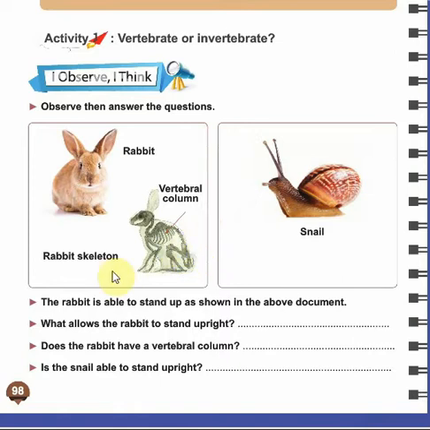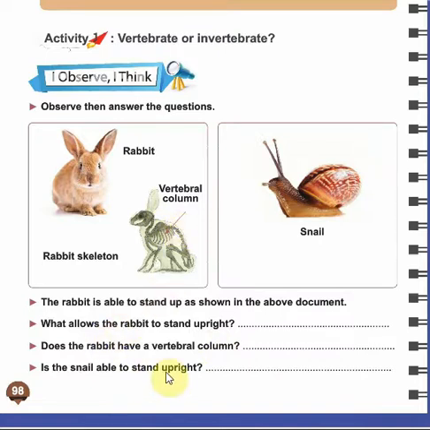I'm going to ask you, is the rabbit able to stand up as shown in the above document? Yes, of course, the rabbit can stand up. Okay? And what allows the rabbit to stand upright? شو هو الشيء اللي بيسمح له للرابط إنه يقدر stand up, move, jump? Okay? Of course, it's the skeleton. Okay? Does the rabbit have a vertebral column? Of course, yes, it has a vertebral column.